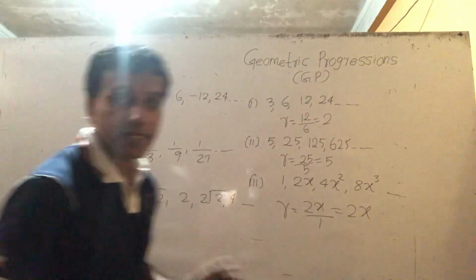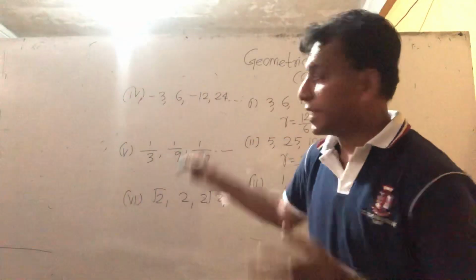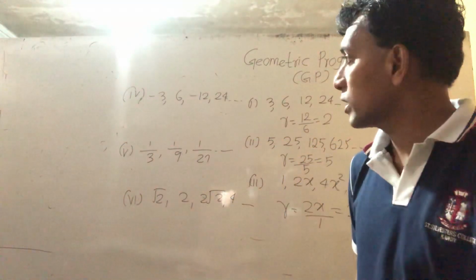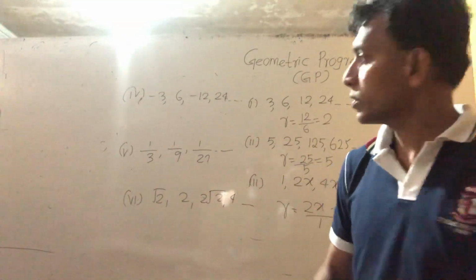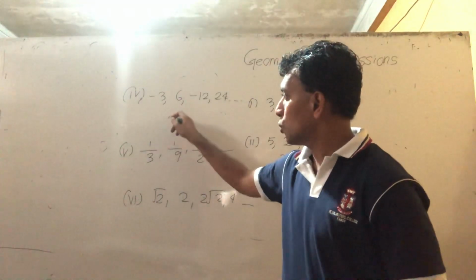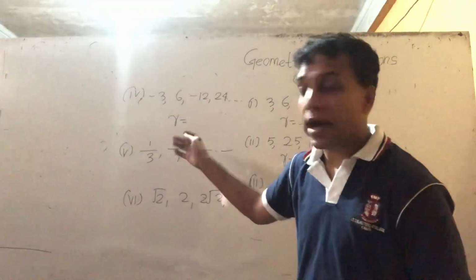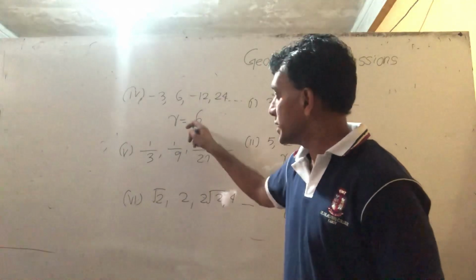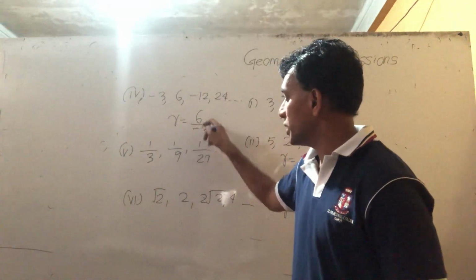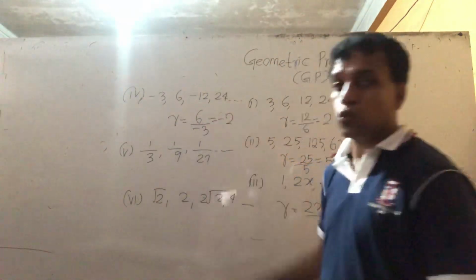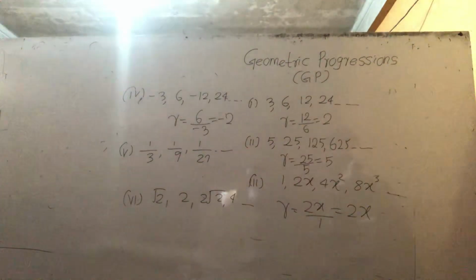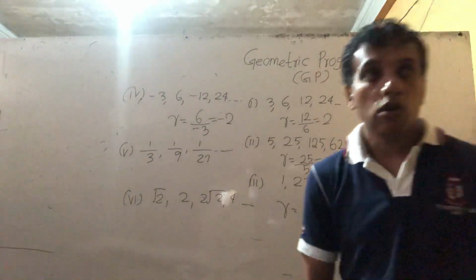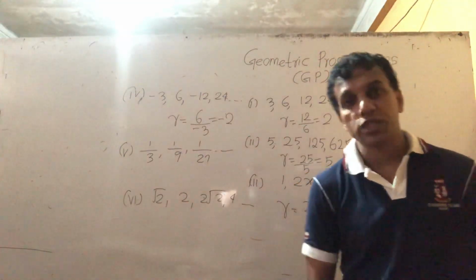Next one, minus 3 comma 6 comma minus 12 comma 24 and so on. So what is the common ratio? Take the next number 6 divided by minus 3, that is minus 2, right? It's the method of how to find the common ratio of a given geometric progression.